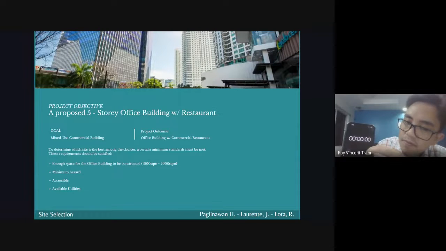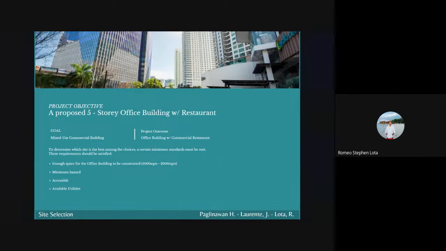Good afternoon, everyone. So this is our group's progress on the final, or for this plate. We already did a layout on what to include in the 5 pages. So first is the project objective. This is considered a mixed-use commercial building. So the objective is to select a site that is suitable for a 5-story office building with a commercial restaurant.